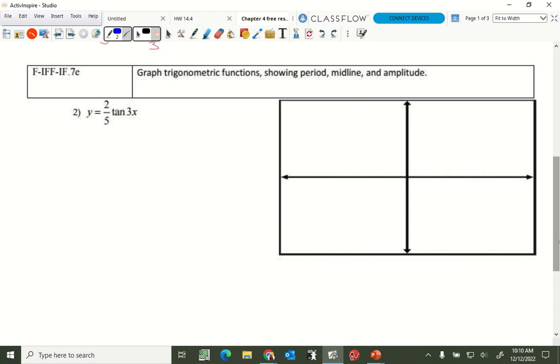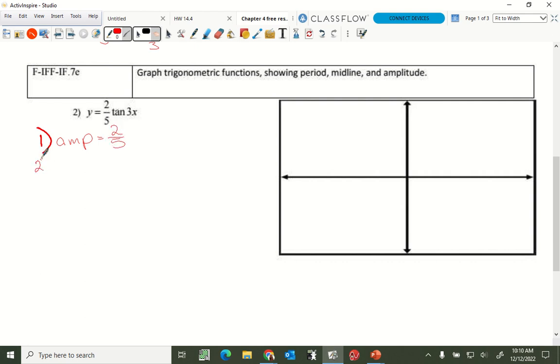Tangent. So tangent is one of those special ones. Step 1 is my amplitude. And my amp in this case is what? It's 2 over 5, right? It's the number in front of tangent, cotangent.